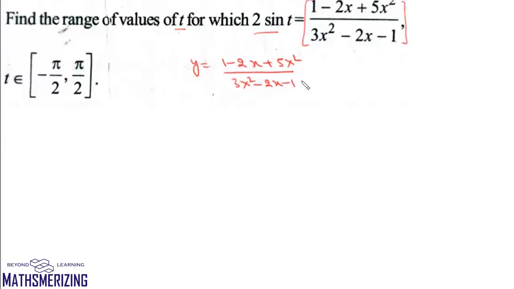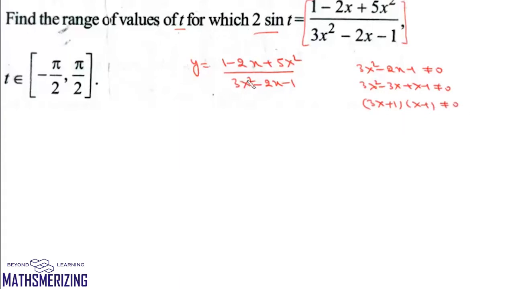Now for this rational expression, we know that the denominator should not be 0. So we'll get this condition as 3x square minus 2x minus 1 should not be 0. So it'll be 3x square minus 3x plus x minus 1 should not be 0. So it'll be (3x plus 1)(x minus 1) is unequal to 0.